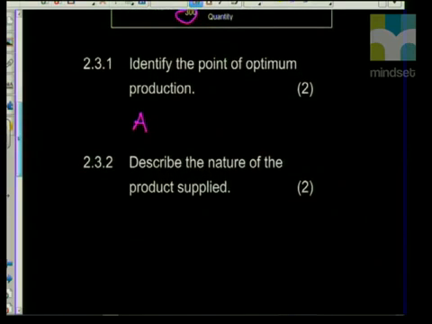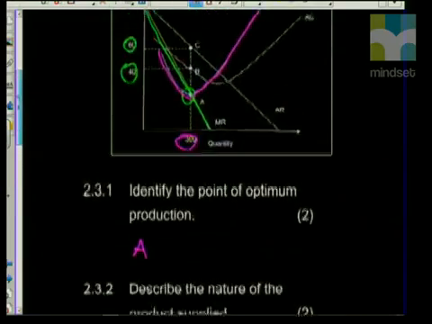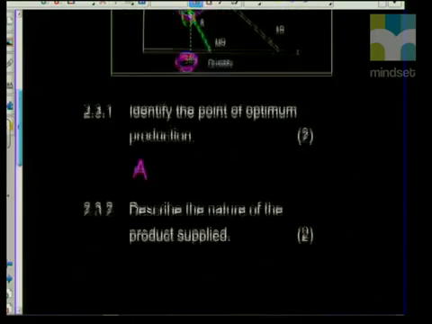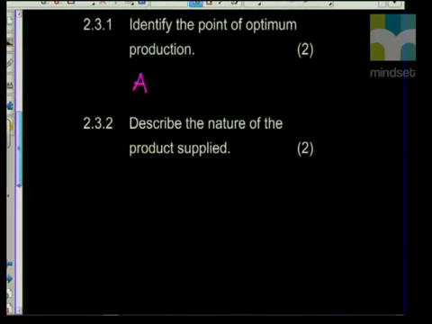Describe the nature of the product supplied. Now, when we go back to the graph, we see that this is the market demand for a product. And the market demand for a product is regulated by the monopolist. So in this case, the product that is supplied by a monopolist will usually be a very unique product with very few or no substitutes.